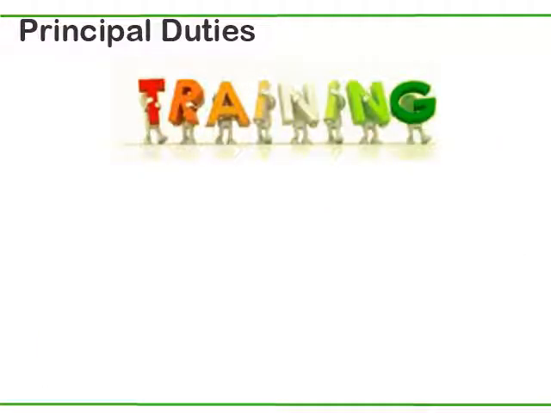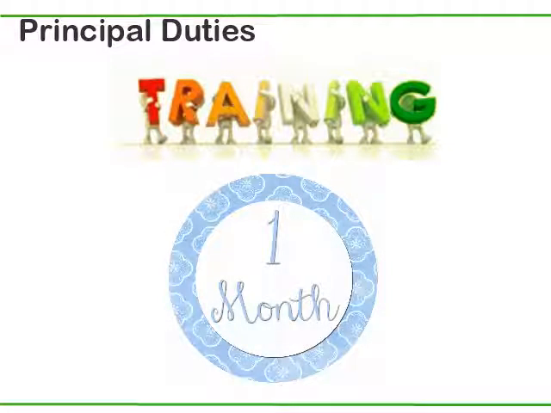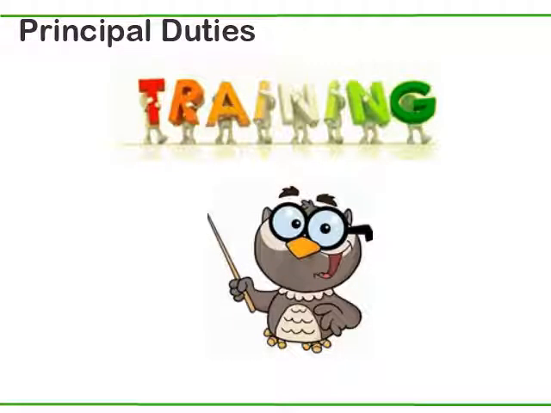Now let's look at the principal duties for the position. Assist and encourage service unit volunteers in completing educational opportunities for their position within 2 months of their appointment. Work with the service unit manager to ensure that all new volunteers are offered service unit basics training within 1 month of their appointment. Promote GSCB-sponsored educational opportunities at service unit meetings. Recommend possible candidates for GSCB volunteer facilitators.